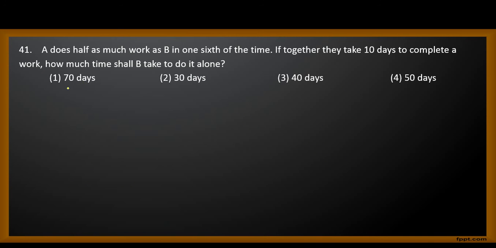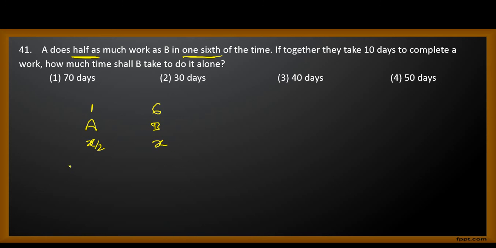Now coming to here, A does half as much work as B in 1/6 of the time. Again A and B. Here what is the fraction? 1 by 6. B's 6 days work, whatever it may be, let us say X, that A will do in 1/6 of time. What is 1/6 of 6? 1 day. A in 1 day how much work will do? Half as much. So B does X means A will do X by 2.